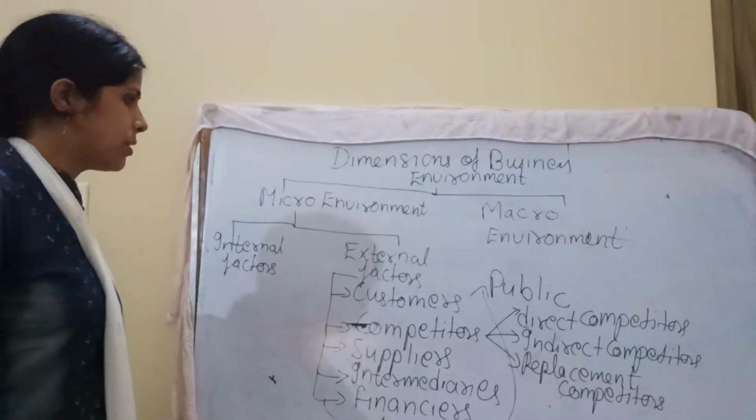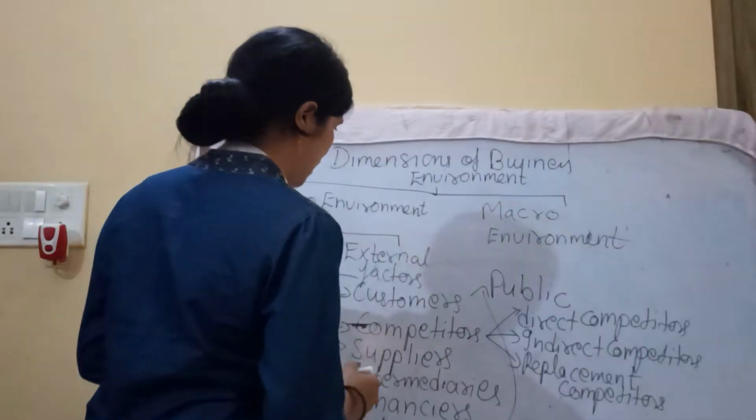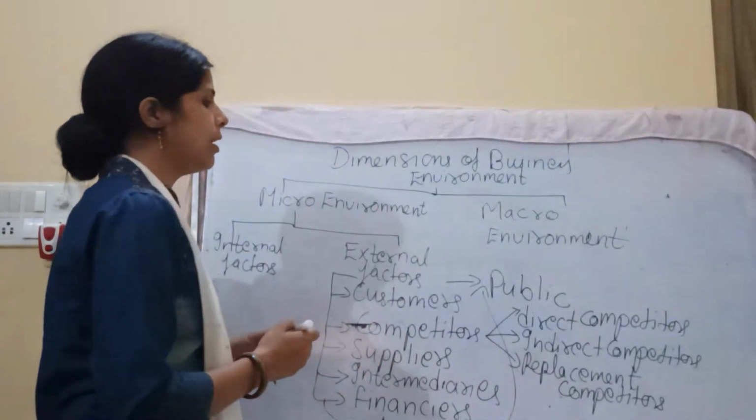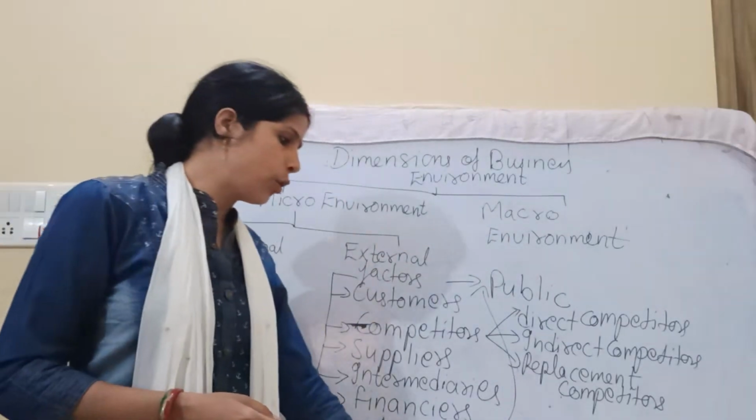Now one more point is left, that is the public. This is the sixth point, the public. Now who all are included in the public?